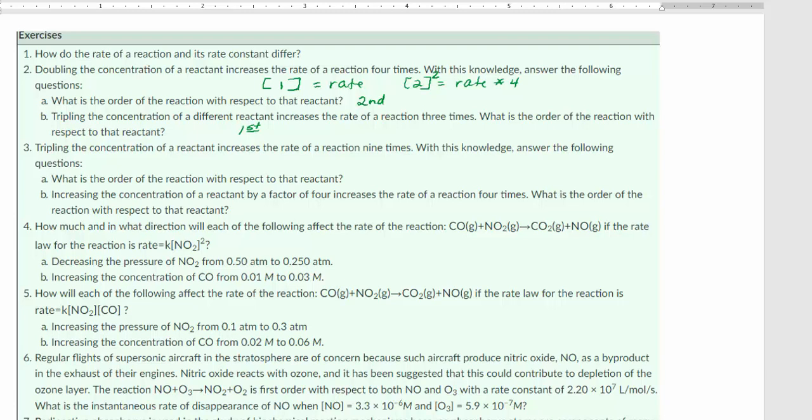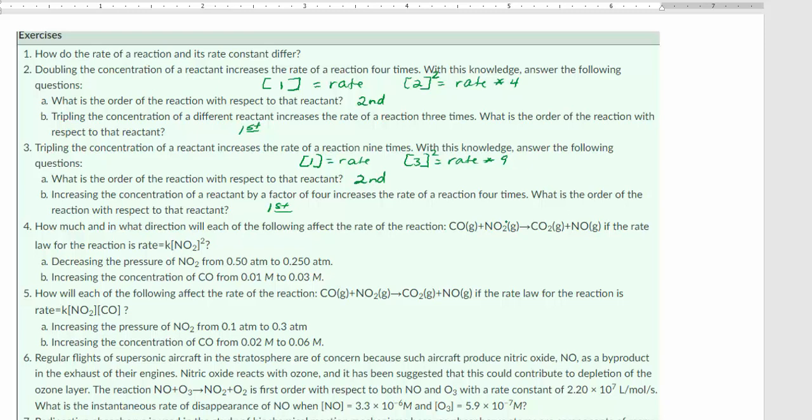Number 3, approximately the same question. If we triple the concentration, so if we go from 1 to 3, we change the rate of the reaction times 9. Well, 3 squared is 9, so that's a second order reaction with respect to that reactant. And B, if we increase the concentration by a factor of 4 and the rate increases 4 times, then that is first order with respect to that reactant.